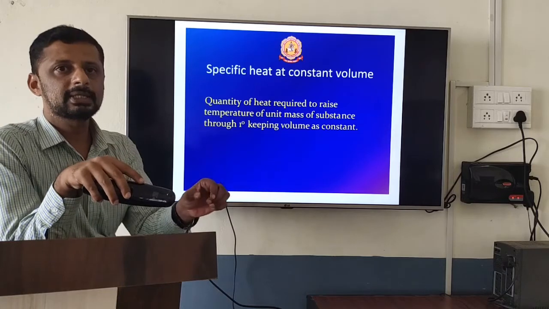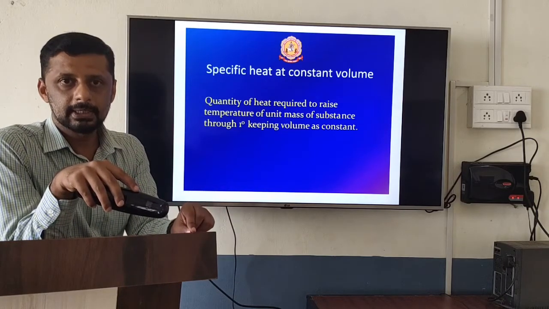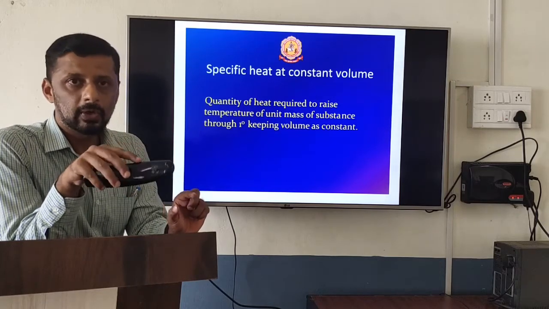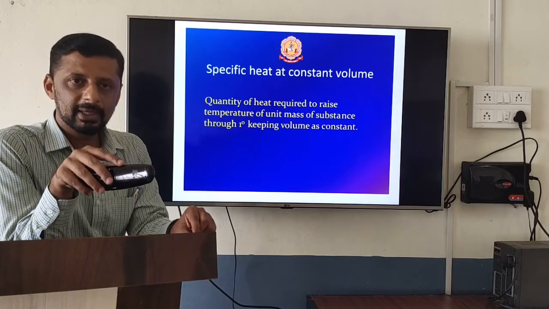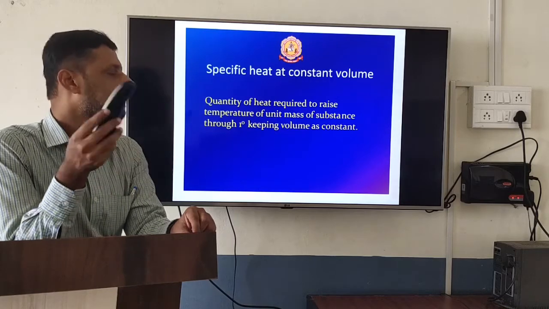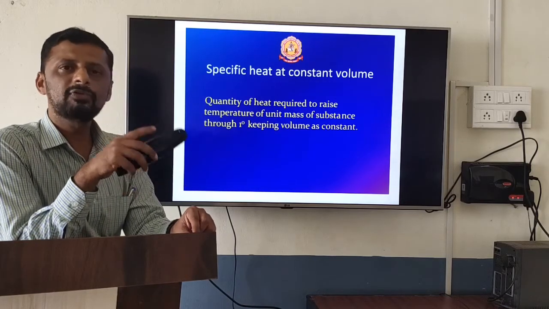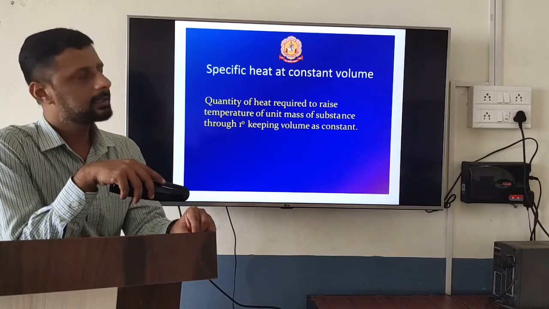For example, if you consider a cylinder, here volume should be kept constant. Now it is an enclosed cylinder, a piston is not provided. Supply the heat. When you supply the heat, then what will happen? Here volume is kept constant. Then the pressure is going to increase. That's it. So it is the quantity of heat required to raise the temperature of unit mass of a substance through 1 degree Celsius, keeping the volume constant.